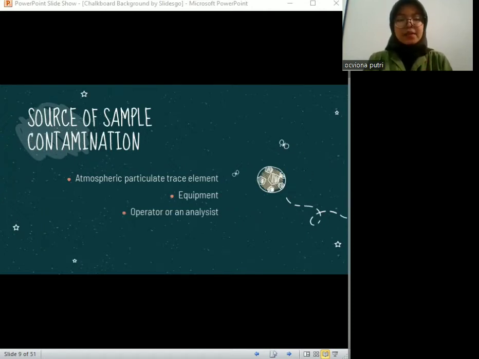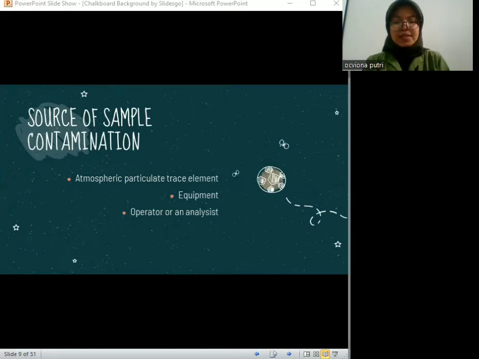First, the atmosphere. Atmospheric particulate trace elements originate mainly from particulate trace elements on the soil surface and suspended material in the atmosphere. The simplest way to avoid atmospheric contamination of samples is to cover the sample solution during preparation and analysis. Secondly, the equipment.